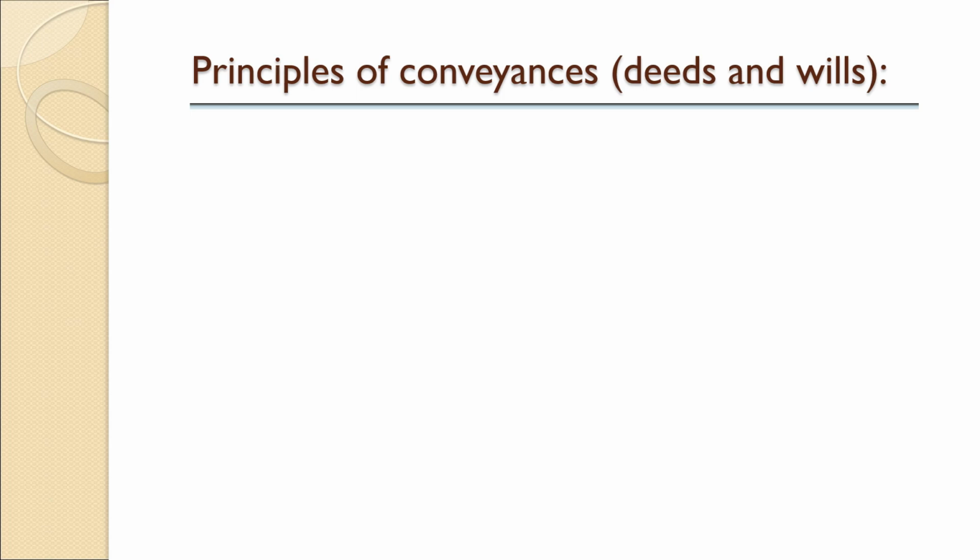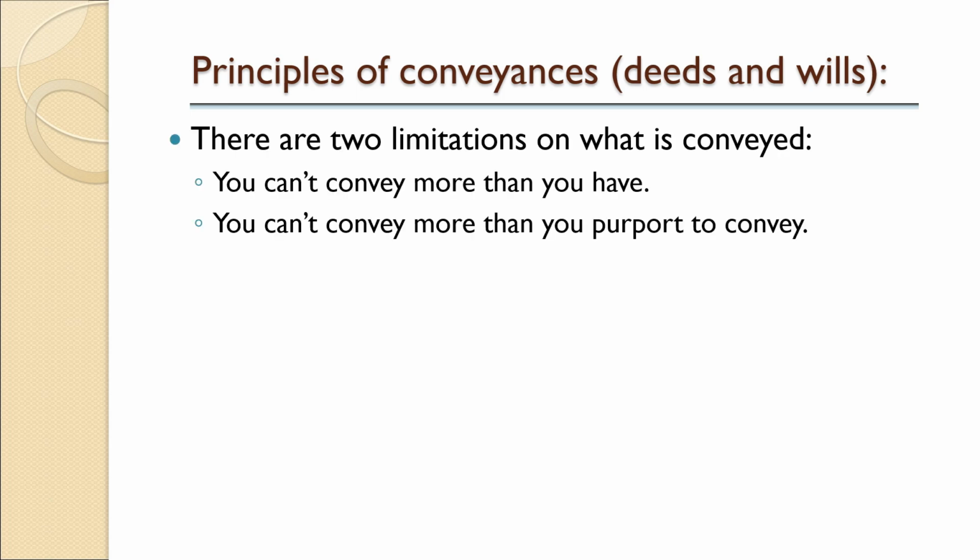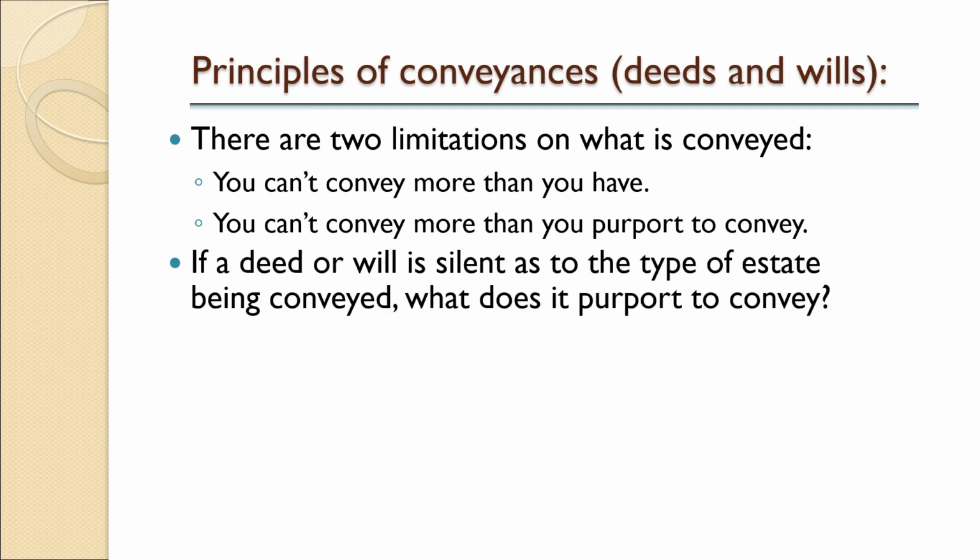Now there are some principles about conveying property by deeds and wills that you need to know. The first one is that there are two limitations on what is conveyed by a deed or will. The first one is you can't convey more than you have. That seems like a pretty obvious idea. The second is you can't convey more than you purport to convey. In other words, if you say you're conveying only a life estate, you won't actually convey a fee simple absolute.